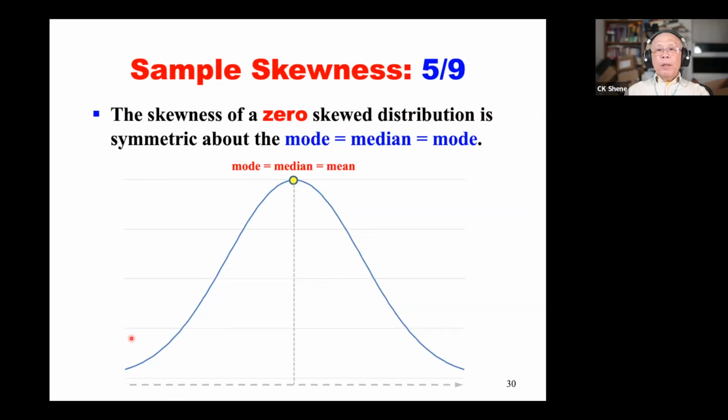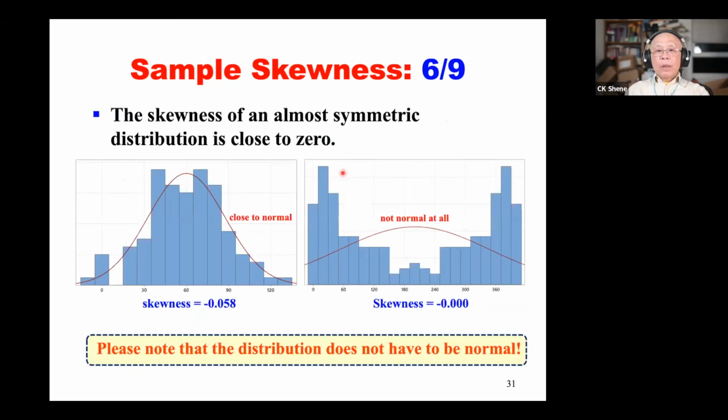Now, for a perfectly symmetric distribution, the skewness value is 0. In this case, they are symmetric. Then mode, median, and mean are equal. Here are two very interesting examples. The skewness of a distribution tells us whether this distribution is symmetric or not. And there's no way to say that when the skewness value is larger than such and such, then it's not symmetric. No. So let's take a look at this.